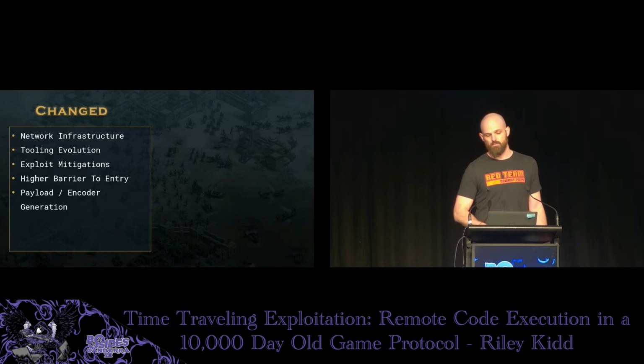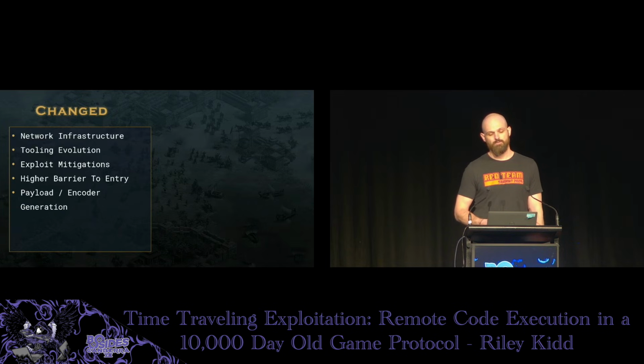So what's changed and what's stayed the same in the context of exploiting this type of vulnerability? Well, let's start with what's changed. So network infrastructure, we've gone from that direct peer-to-peer connection with required packet forwarding at your router, by the way, to centralized servers using encrypted communication streams.